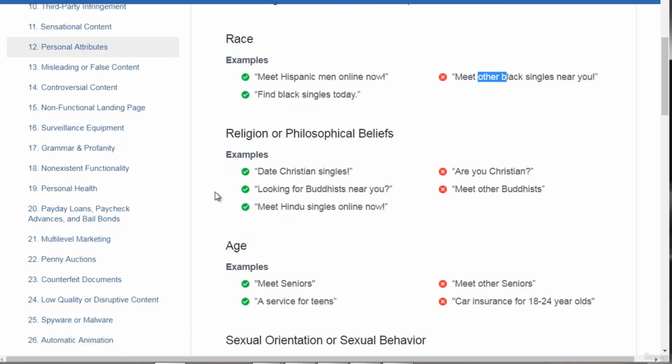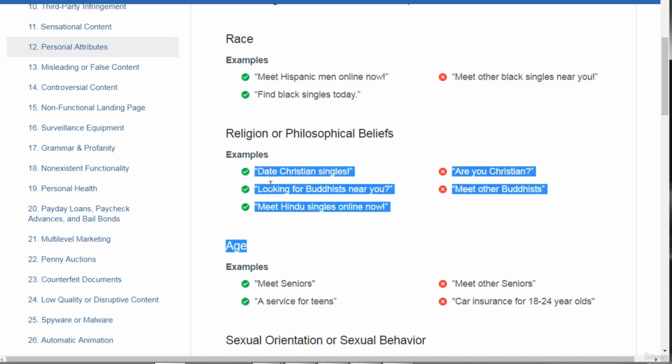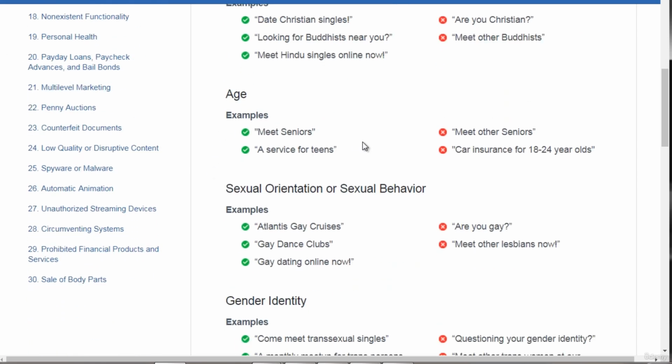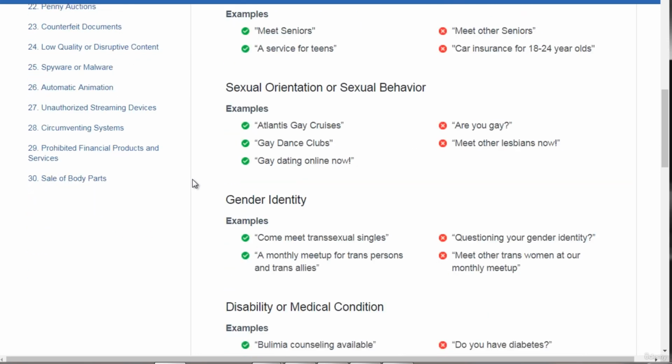Or religion, it says date Christian singles, or looking for Buddhists near you. Meet Hindu singles online now. So this doesn't imply that you are this religion. If you say, are you Christian? That's a surefire way to get banned. And age, same thing, meet seniors. It doesn't imply that. When you say meet other seniors, the word other or are you, that implies that person's demographic and they do not like that.